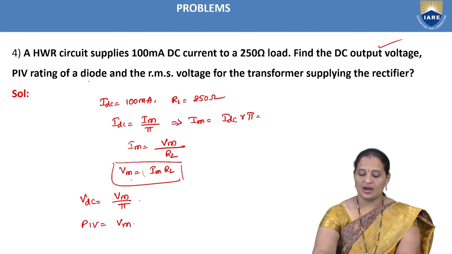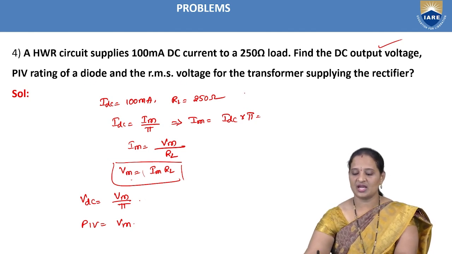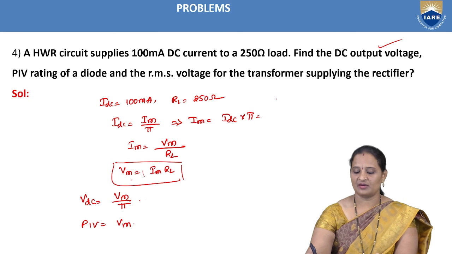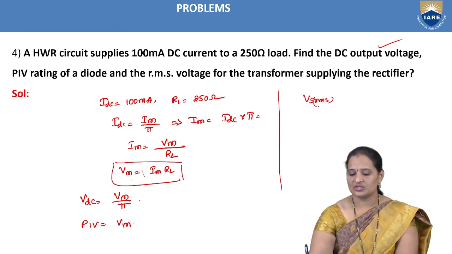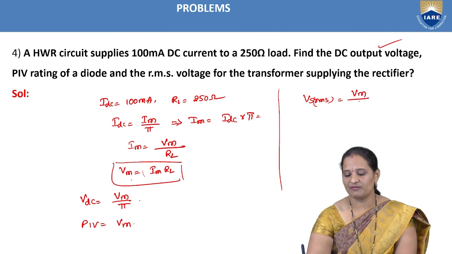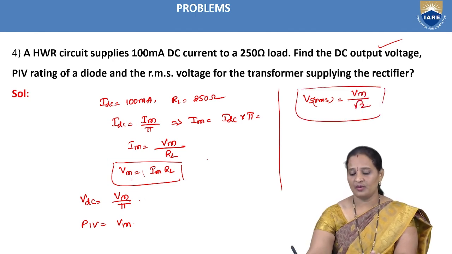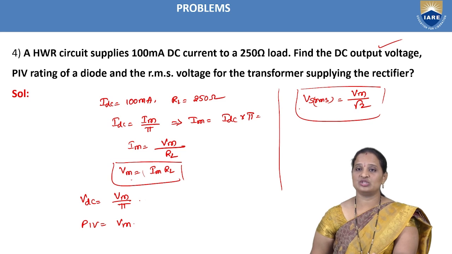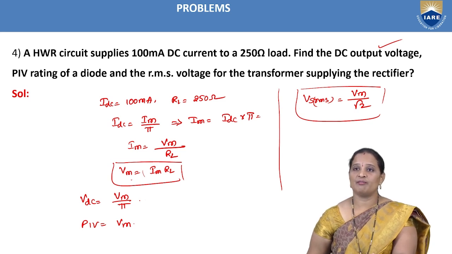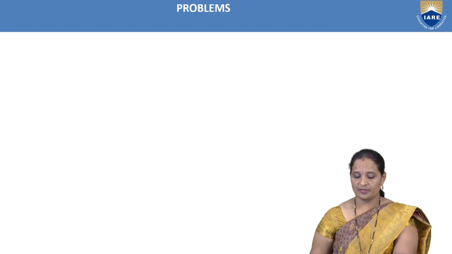Next, the RMS voltage for the transformer supplying the rectifier. That means we have to calculate Vs RMS. So Vs RMS is equal to Vm by root 2. As you can calculate the Vm value, substituting it here, you can find out the Vs RMS value, which is given by Vm by root 2. Okay, so this is the problem.